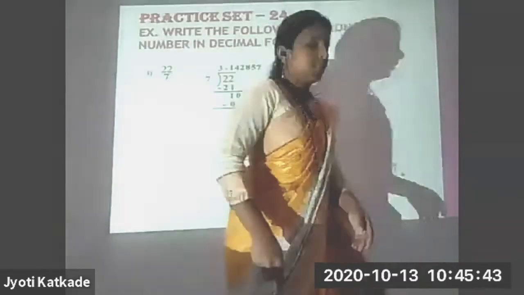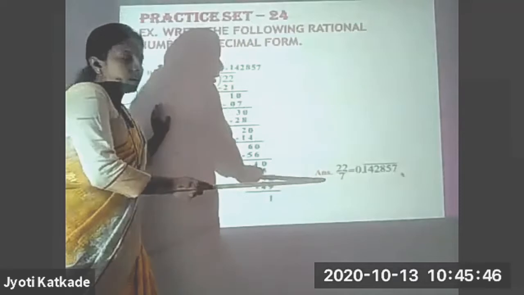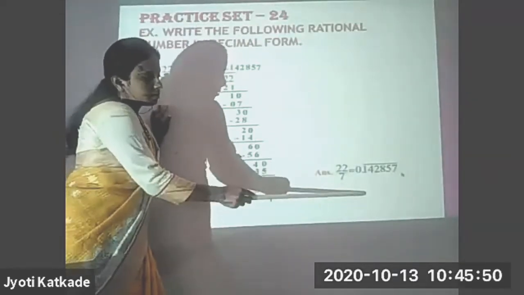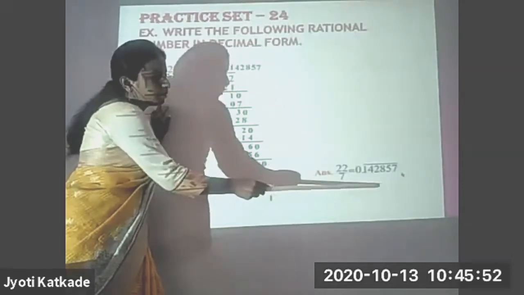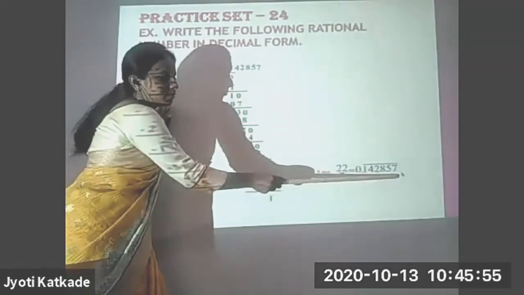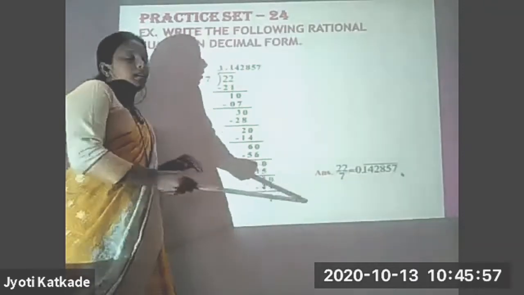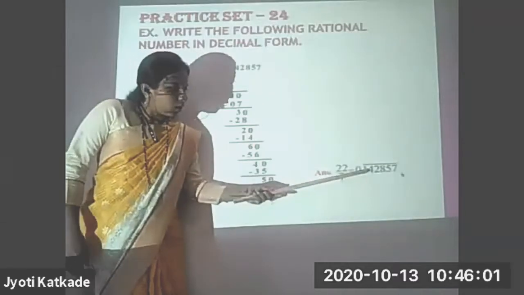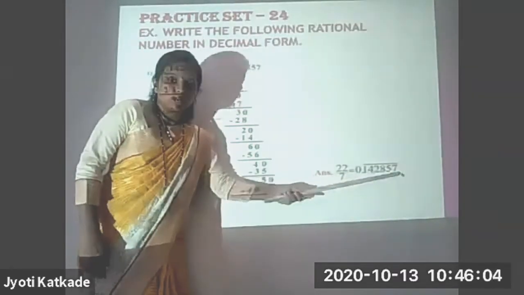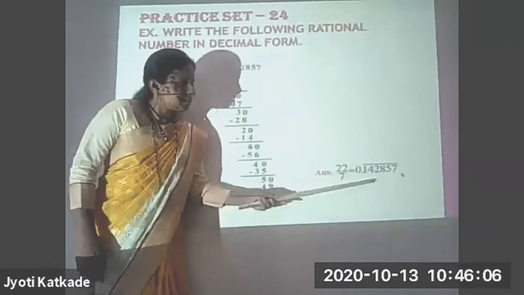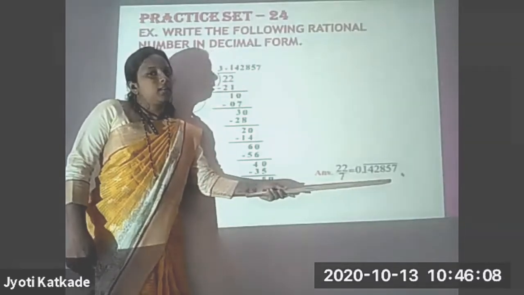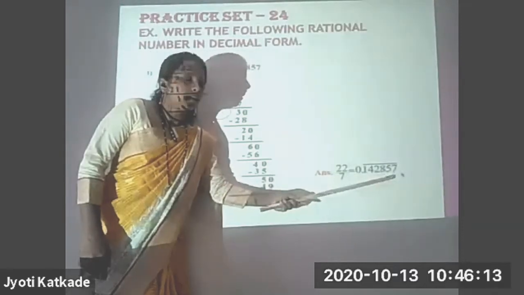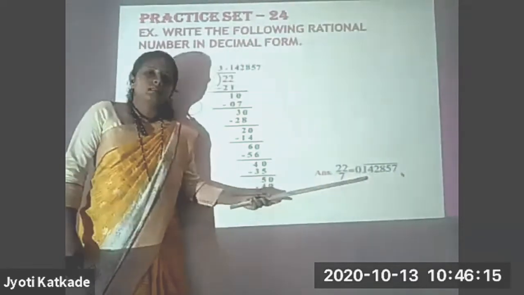Means see, the answer is 22 divided by 7 is equal to 0.1428 and 7. This is the answer. See, there is a horizontal line drawn on the top of these 6 digits. Means these all 6 digits are repeated again and again. Okay, that's why we take a horizontal line on the top of all these digits.